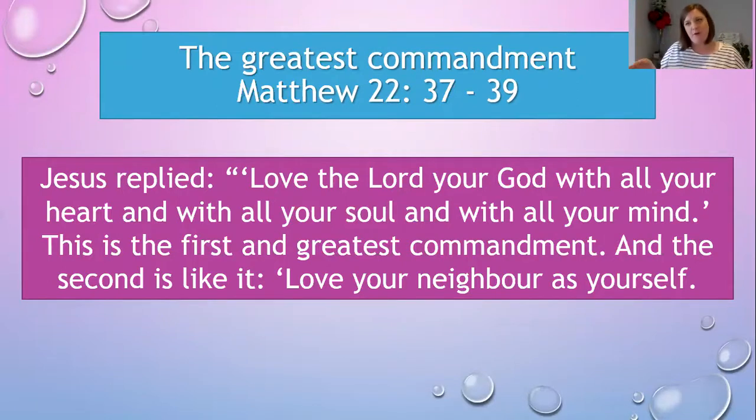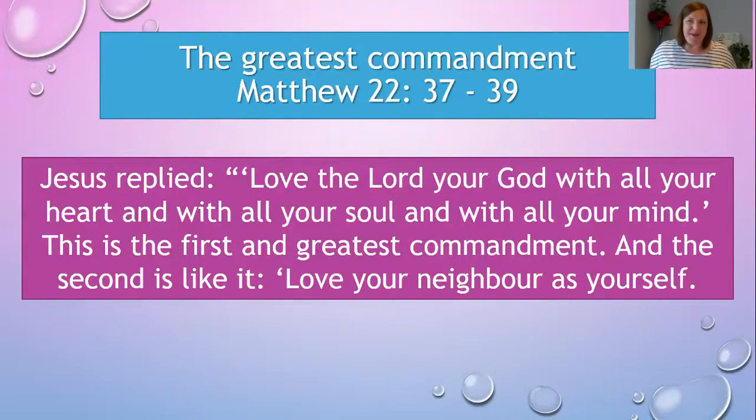And you can find it in the Bible in the New Testament, so in the later part of the Bible, and it's in a book of the Bible called Matthew. And it says this: Jesus replied, "Love the Lord your God with all your heart and with all your soul and with all your mind. This is the first and greatest commandment. And the second is like it. Love your neighbor as yourself."